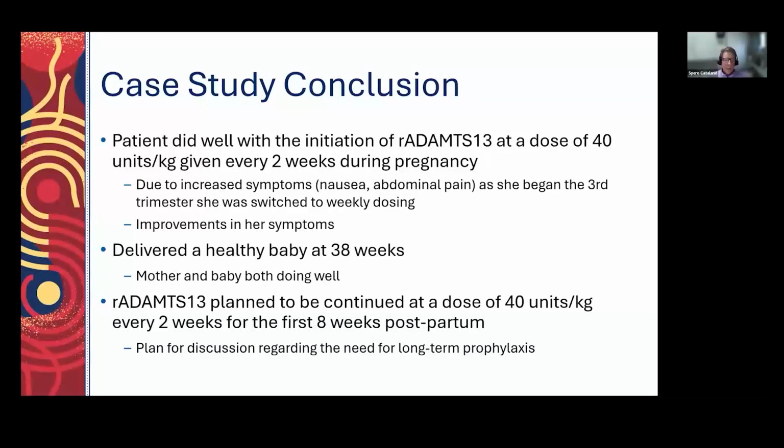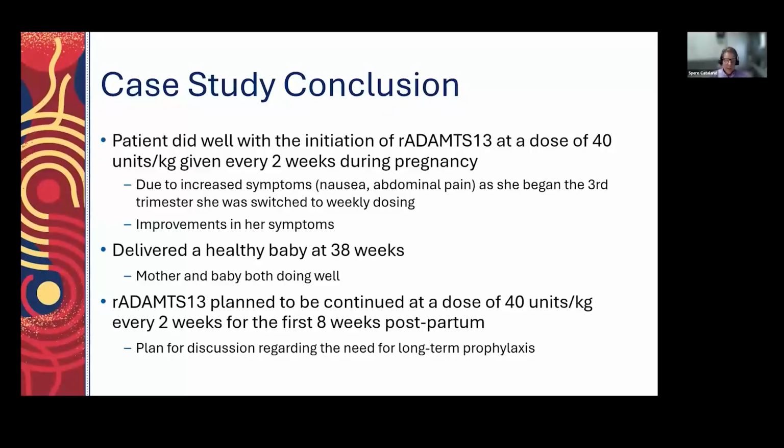So we go back to the case study that we described initially. This patient did well with the initiation of recombinant ADAMTS13 at a dose of 40 units per kilogram given every 2 weeks during the pregnancy. Due to some increased symptoms, nausea, abdominal pain, it's important to mention that these can happen even with a normal platelet count. As she began the third trimester, she was switched then to weekly dosing with an improvement in her symptoms, which is encouraging. She delivered a healthy baby at 38 weeks, and mother and baby were both doing well.